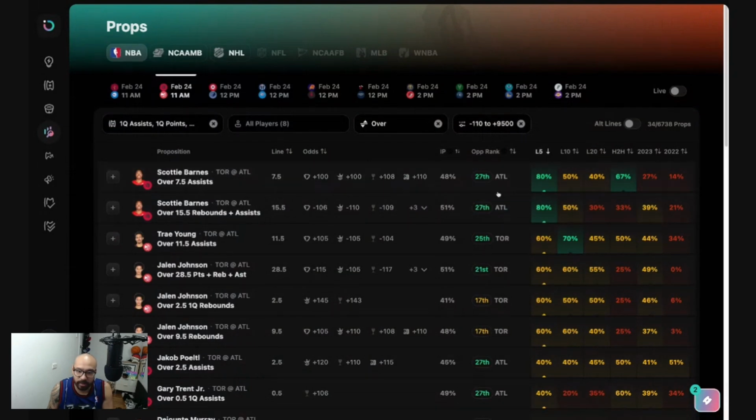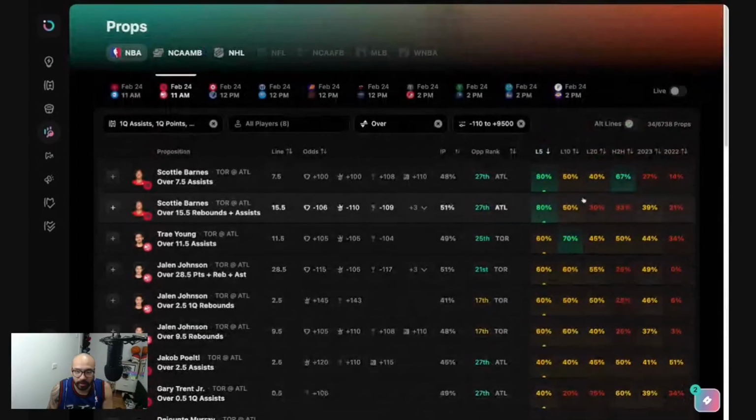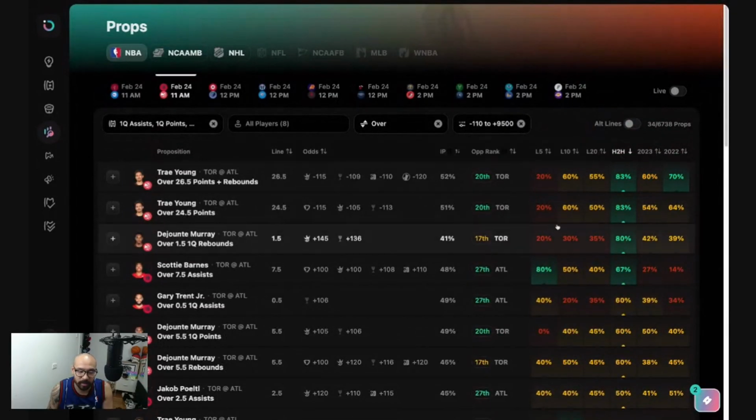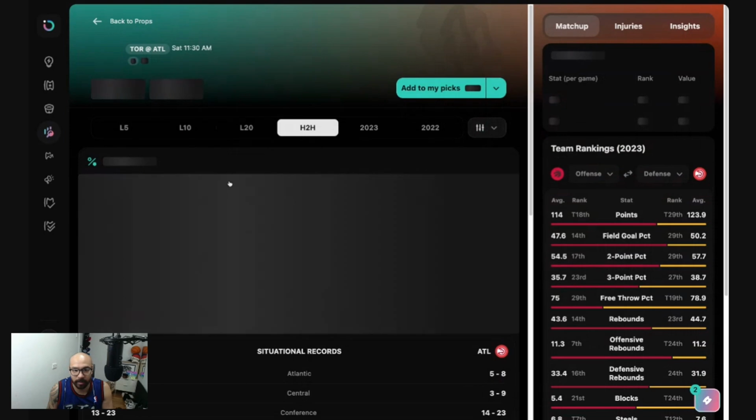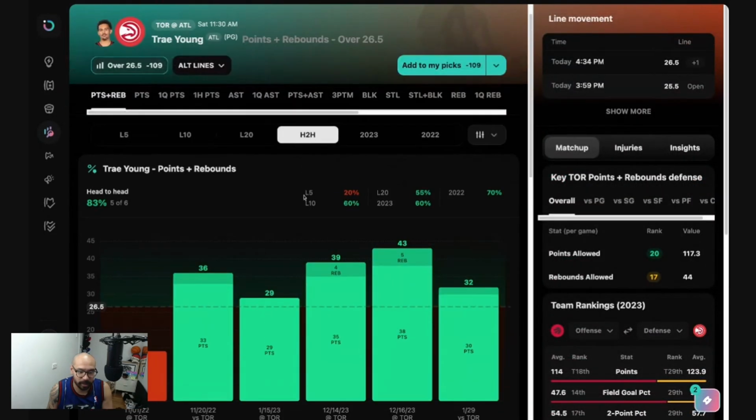So there's Scotty Barnes. Who else is there if we're looking at the last 5? Nothing is screaming out to me. So the last filter that I would look through is just checking head-to-head, because there are a lot of players who tend to just play well against certain teams, certain matchups. So regardless of their recent form, it still might be worth playing. We know that we like Trae Young's assists already, but his points and rebounds prop, he's done very well against the Toronto Raptors. So check that out.